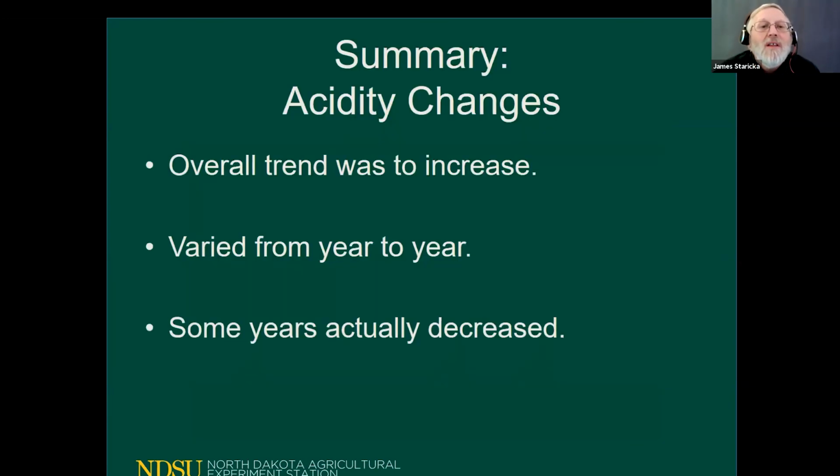So in summary, the overall trend of all 3 data sets was for the soil acidity to increase with time. However, the amount of change varied from year to year, and it was not always consistent. Some years the acidity actually decreased. But overall, the trend was overwhelmingly that there was an increase in soil acidity with time.